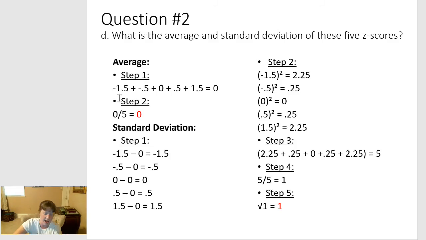So I go, okay, let's add these all up to get 0, divide by 5 to get the average of 0, right? What do you know? Those new z-scores have an average of 0, just like I said they would.